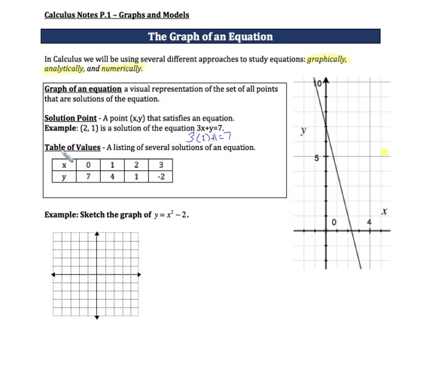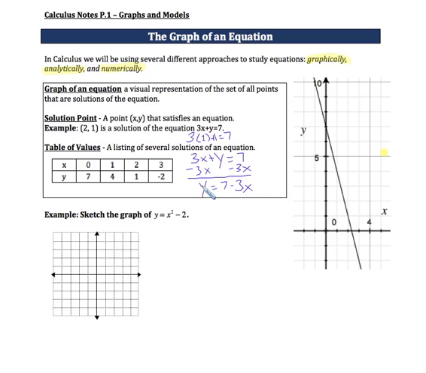Now, we're also going to be using a table of values quite a bit in the first chapter at least. This is a listing of several solutions of an equation. The easiest way to find these is to first solve the equation for y. If we have 3x plus y equals 7 and we want to get y by itself, this is basic algebra. We'll subtract 3x from both sides, and we get y equals 7 minus 3x.